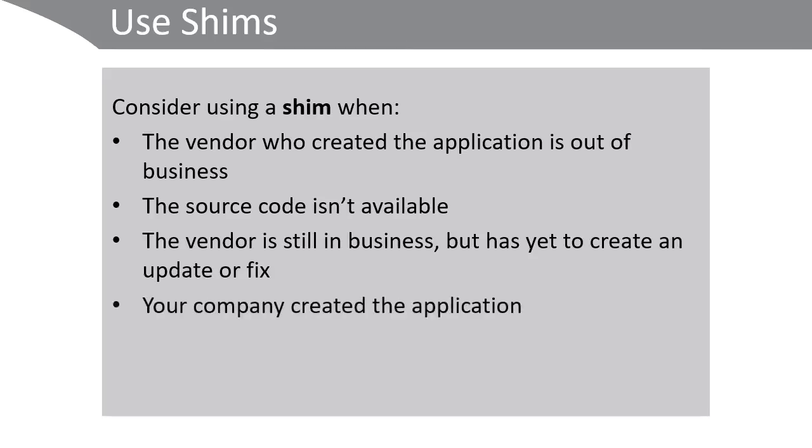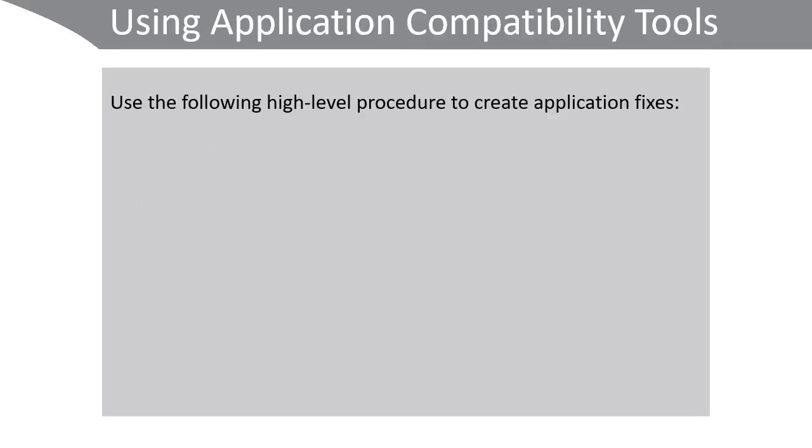If your company created the application, it's a line of business application that you designed and implemented yourselves, then you may consider using a shim to fix the application. If you decide to implement a shim, you need to use the Application Compatibility Toolkit. Use the following high-level procedure to create an application fix.